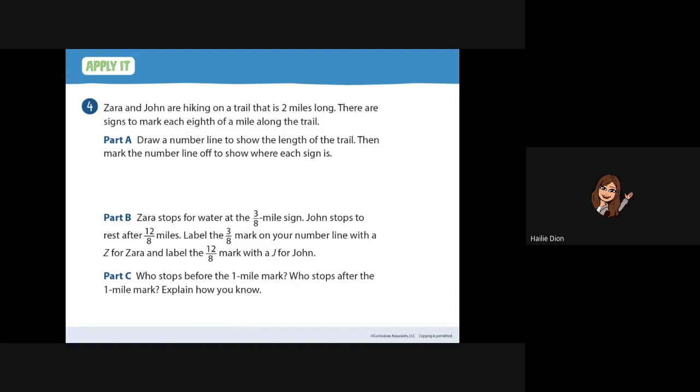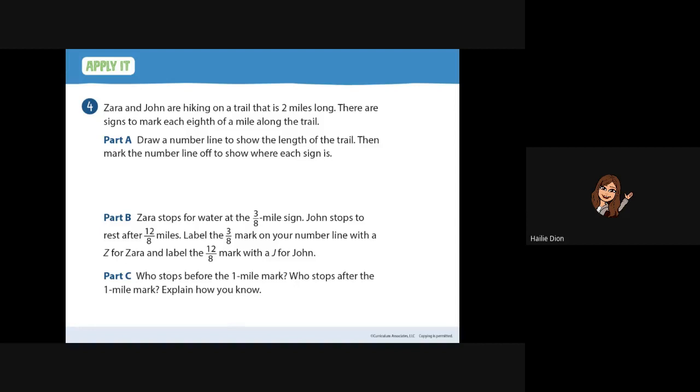So now, Zara and John are hiking on a trail that is 2 miles long. There are signs to mark each eighth of a mile along its trail. So it's 2 miles long, and signs mark each eighth of a mile. Sounds like we're going to have a number line with eighths, and a number line from 0 to 2.